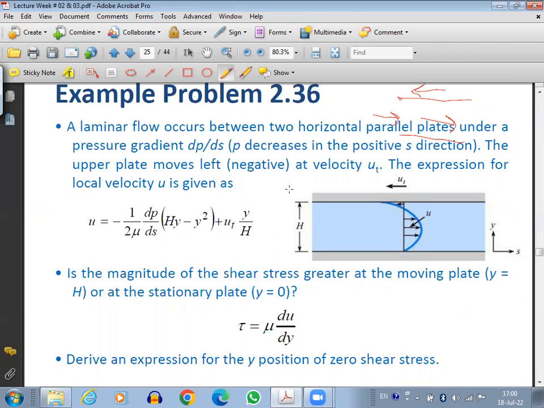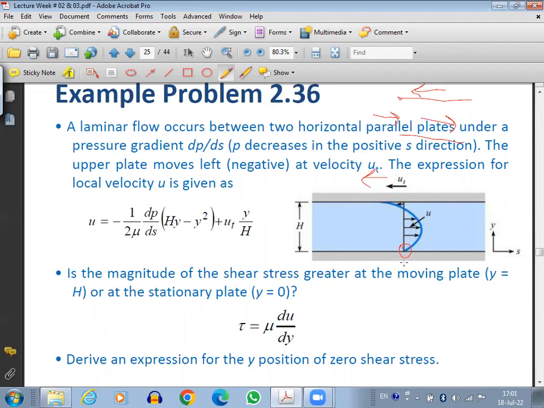Even if the plates were stationary, the flow was going in a specific direction. But now at the same time, while the flow is moving in this direction, I'm making the upper plate move in the opposite direction. So how would the velocity profile be? The velocity profile would be like this. Bottom surface is stationary, zero velocity. But then the velocity is increasing, and then it's going to decrease. It will again become zero at a certain point, and then will become negative. Why? Because the upper plate is moving in the opposite direction.